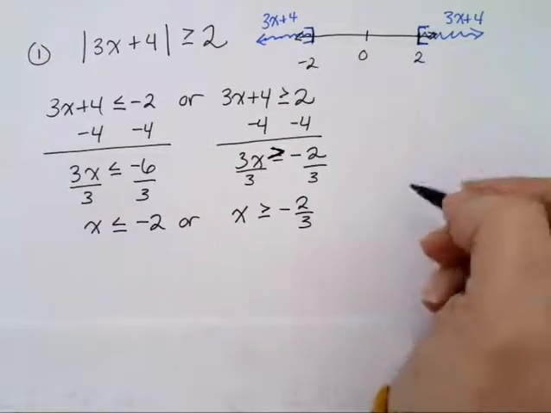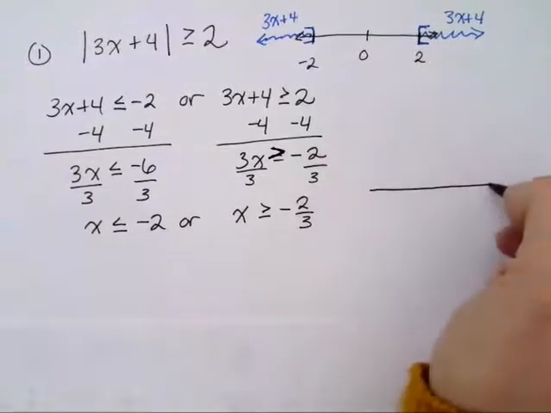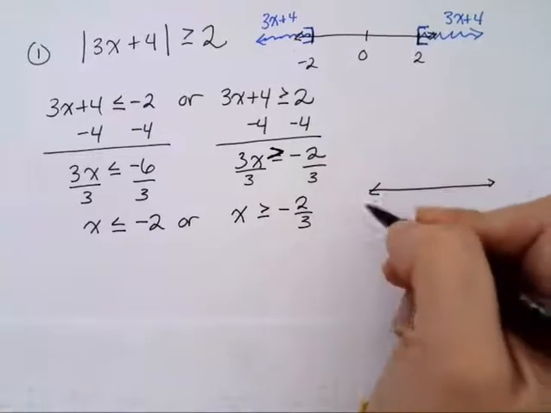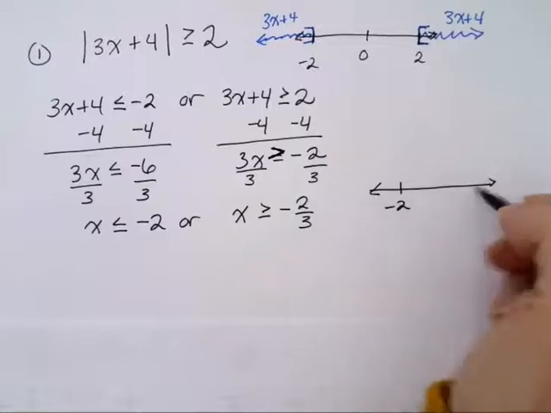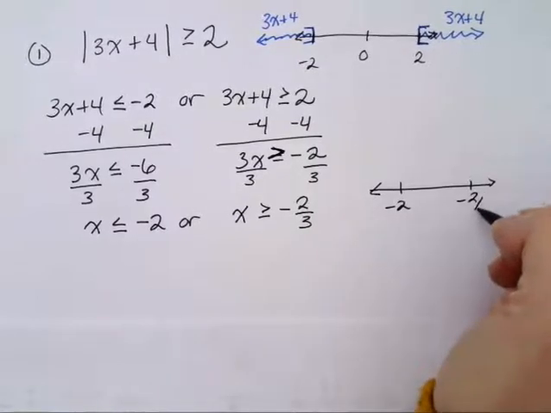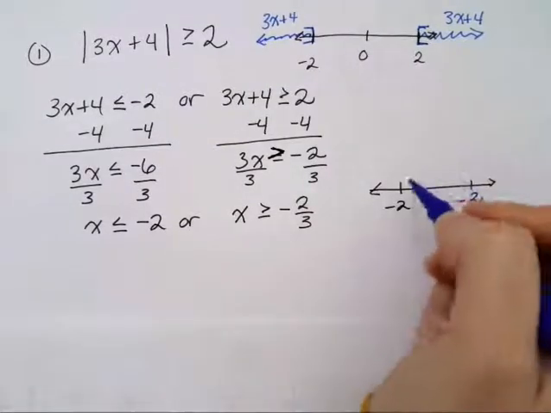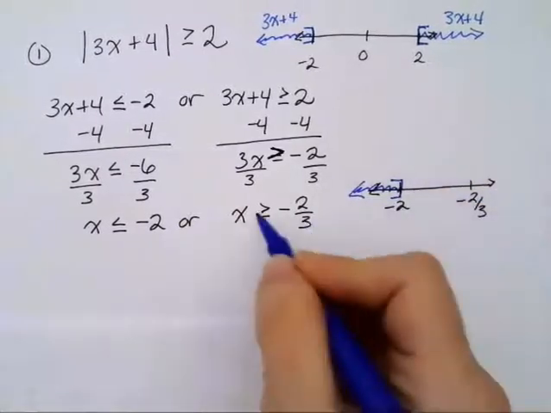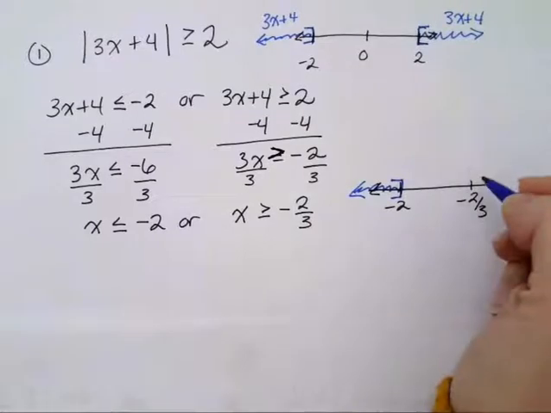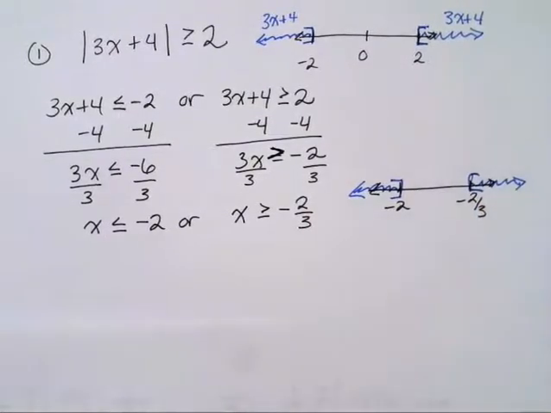If I want to write my solution set as an interval, I might want to graph it first. It's helpful. Negative 2 is smaller than negative 2/3, so it's to the left. Now I want to be equal to negative 2, but less than that. And then greater than or equal to negative 2/3, so equal to and greater than, looks like that.